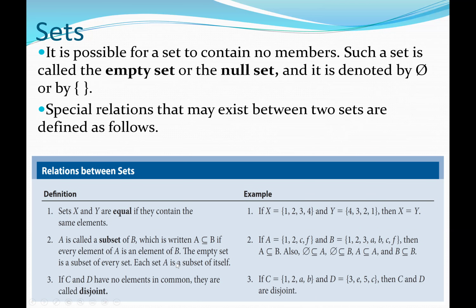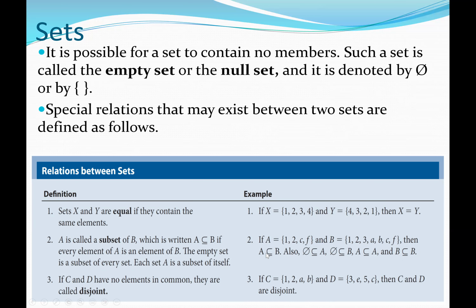Each set A is a subset of itself also. So here, for example, if A is {1, 2, C, F} and B is {1, 2, 3, A, B, C, F}, we can see that {1, 2, C, F} is also in B, but there are some elements in B that are not in A. So this means A is a subset of B, but B is not a subset of A.